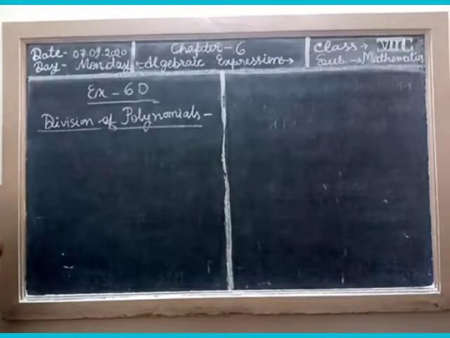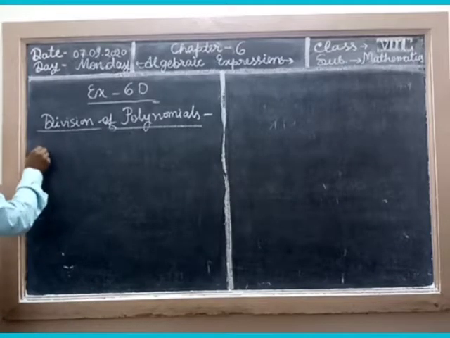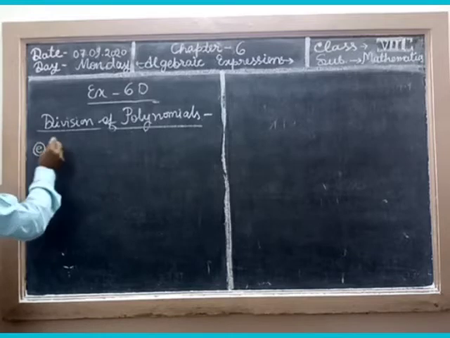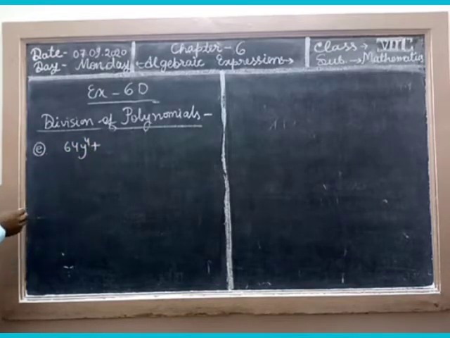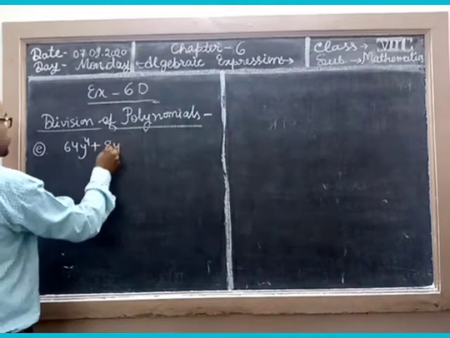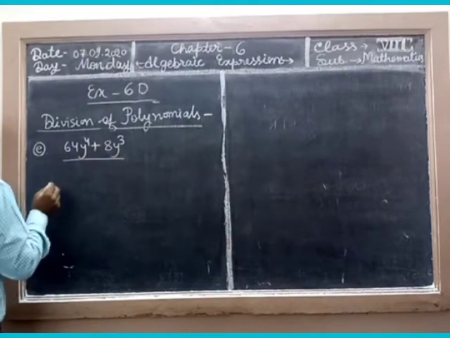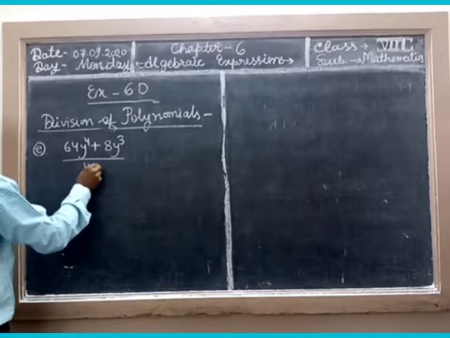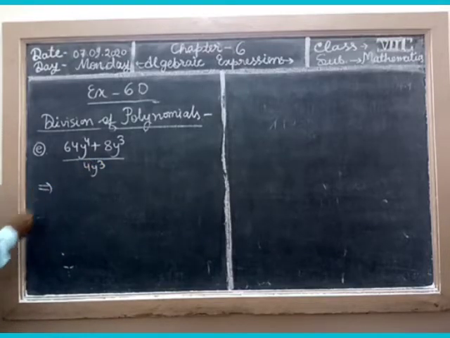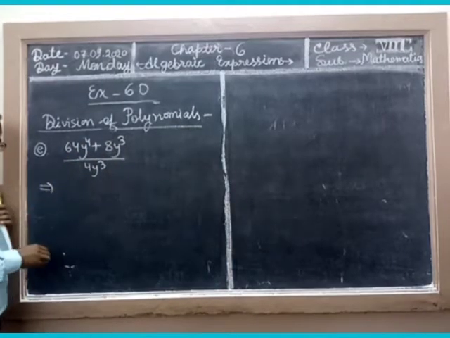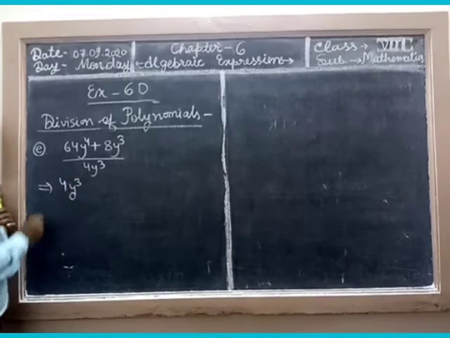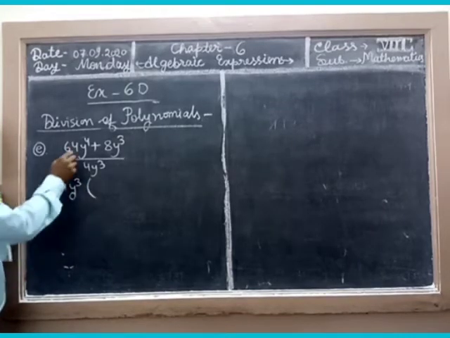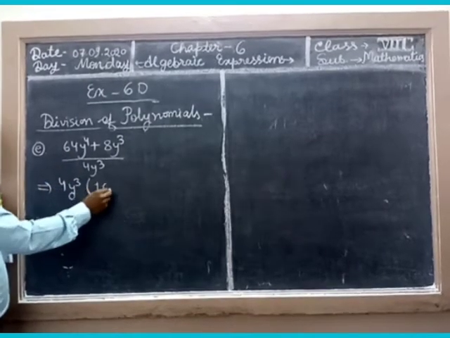Now after C, E part. 64y4 plus 8y cube divided by 4y. So student, we take common 4y cube. y4, y3. We take common minimum power. So y3 is minimum power and 4y cube. So we have 64 divided by 4, we have 16.